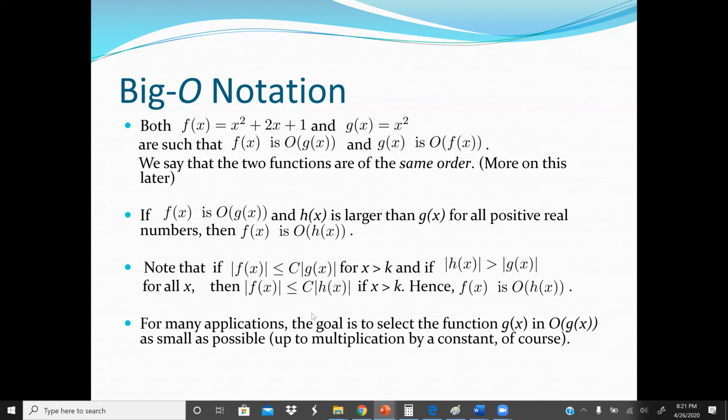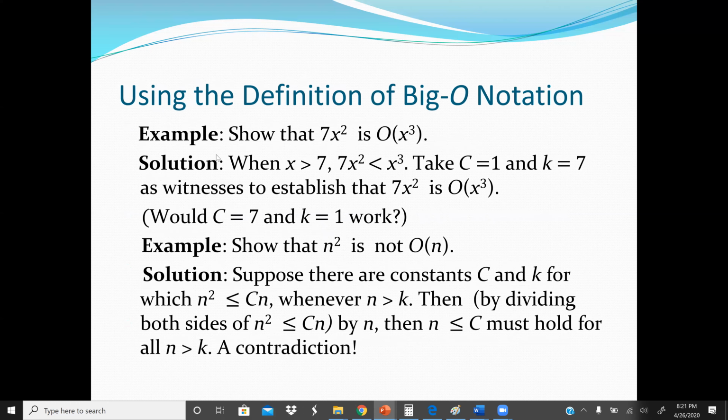So here we say again, for many applications, the goal is to select the function G at X in big O of G at X as small as possible, up to multiplication by constants. So using the definition of big O notation, show that 7s squared is big O of s cubed. Now we have to show that 7s squared is big O of s cubed.